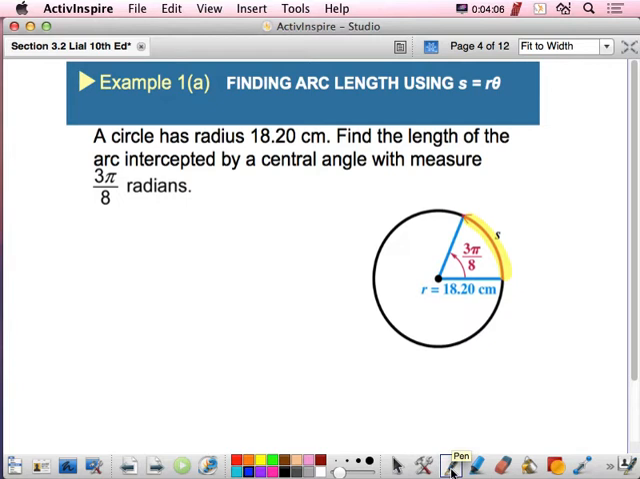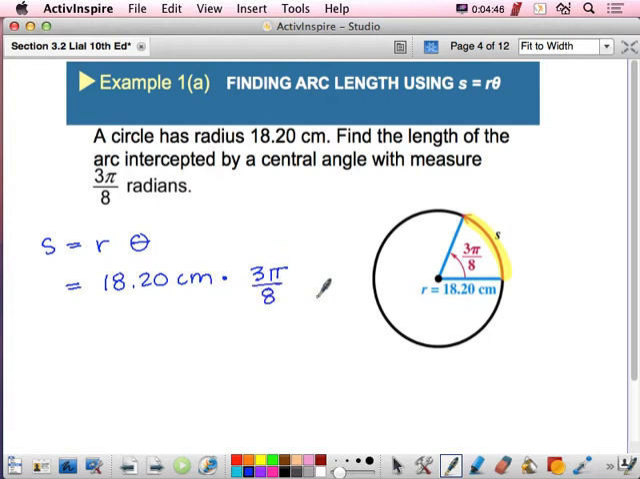All right, so what formula am I going to use to calculate arc length? S equals r theta. Okay, well, I'm looking for S. I know the radius, and the radius units don't matter. You use whatever are given, so we're going to use 18.20 centimeters. Now let's talk about that theta, because you asked. What did I give you theta in? Radians, not degrees. So if it's given in radians, you don't have to convert. You only have to convert if you're given a degree measure. So we're ready just to substitute in. We're going to multiply that by theta, which is 3 pi over 8.